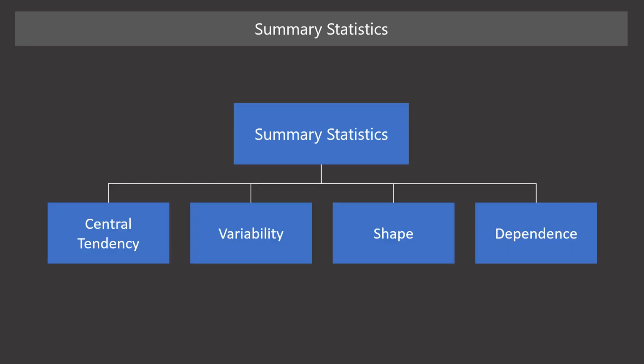We can get a summary of data by summary statistics. Summary statistics is a summary of observations. Specifically, summary statistics is used to summarize observations by identifying central tendency, variability, shape, and dependence. Central tendency represents a central value of a variable. Variability is the degree to which the values of a variable spread out. A shape is the shape of the data distribution. Dependence refers to interdependence between two variables, such as correlations.